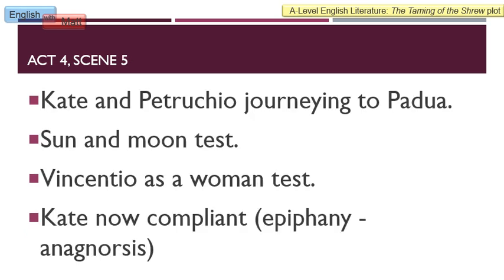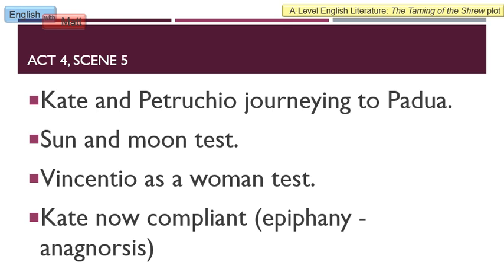The final scene of Act 4 is back to the main plot. This is where Kate and Petruchio are journeying back to Padua. Journeying in a play can often be important metaphorically because it represents something that's transient, something that's changing, and of course that is Kate's level of compliance. And that is shown through the sun and the moon test, where Petruchio says the sun is the moon, and she disagrees at first, and that's met with, okay, we'll go back to my house then, as the consequence.